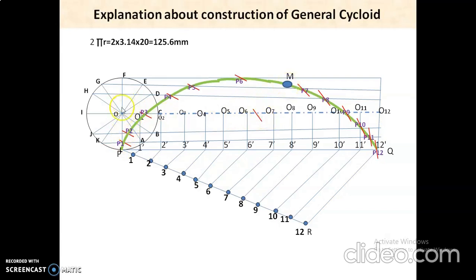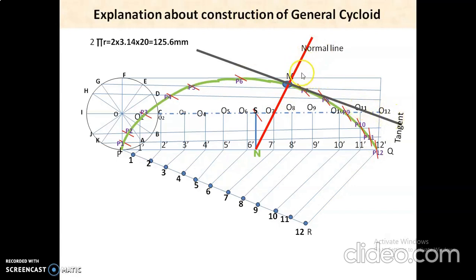What is the radius? The rolling circle radius. M is the center point. Cut your center line at this particular position. You will get one point, that is S. From point S, draw one perpendicular line. It will meet your baseline at point N. Join N point and M point. This is your normal line. For this normal line, draw the tangent. Here the red color line is your normal line and the black color line is your tangent. These two lines should be perpendicular to each other.